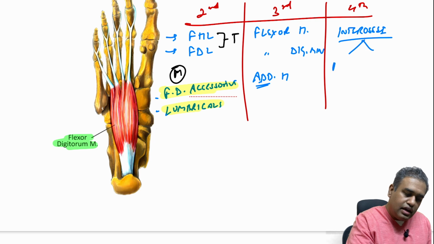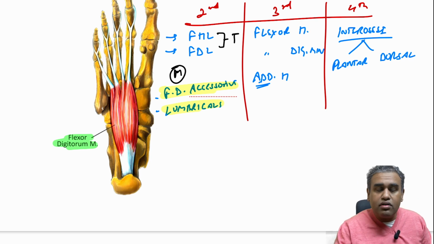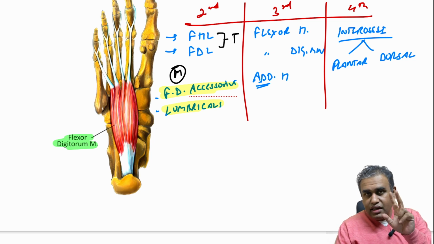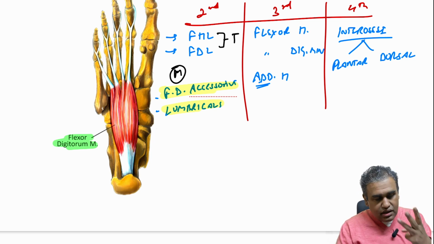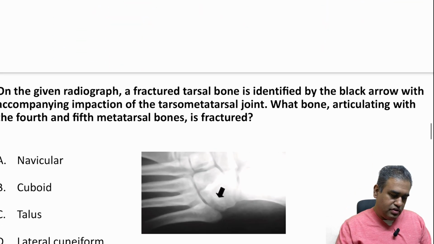What are those? Again the same names, plantar interossei and dorsal interossei. In the hand we call them palmar instead of plantar. That's the whole point. So first layer, remember this, second layer has two long tendons, third layer is this, fourth layer are the interossei. Let's see the next question over here.